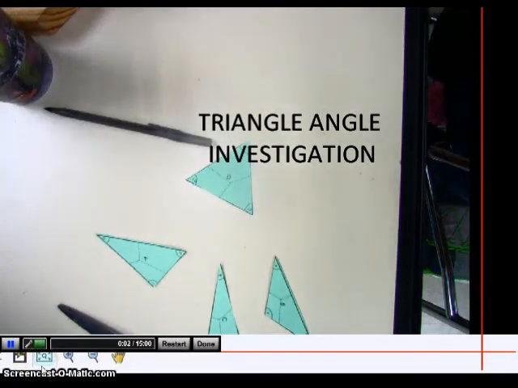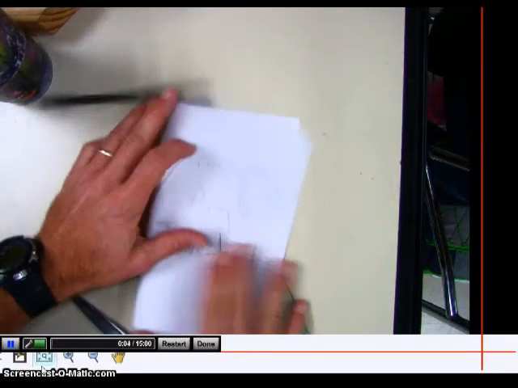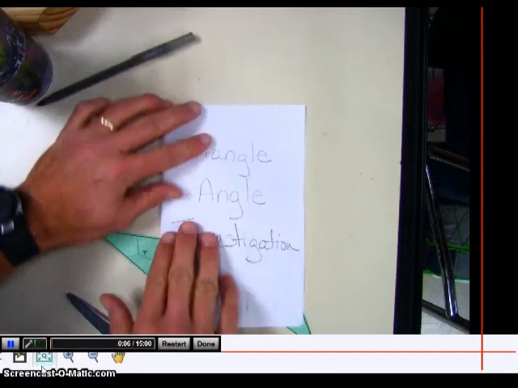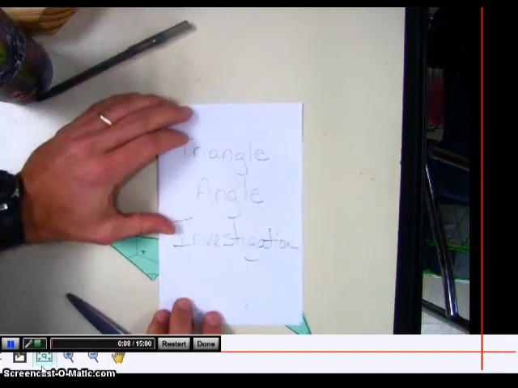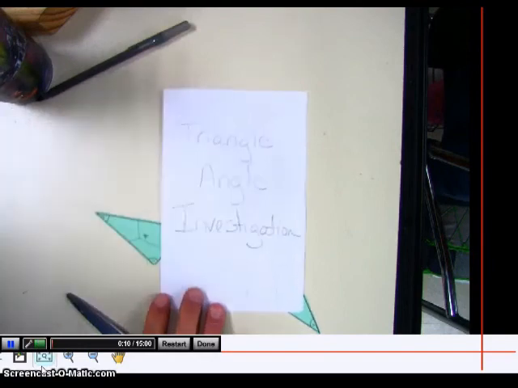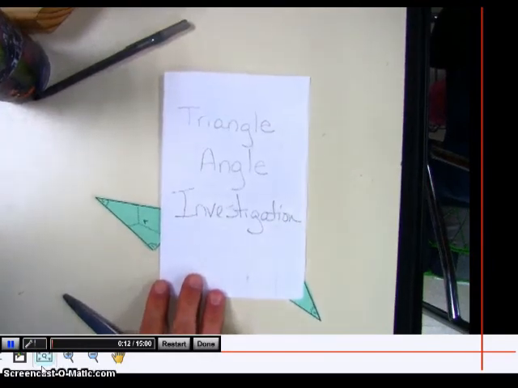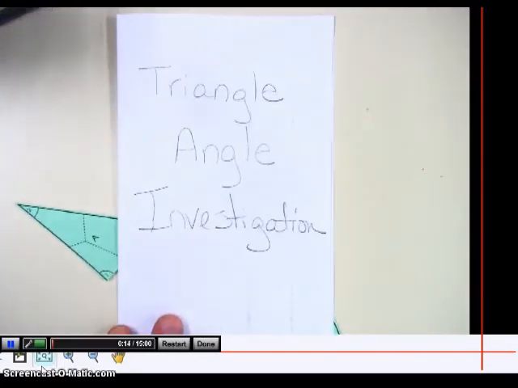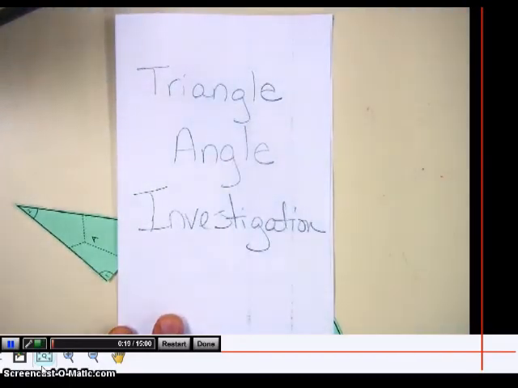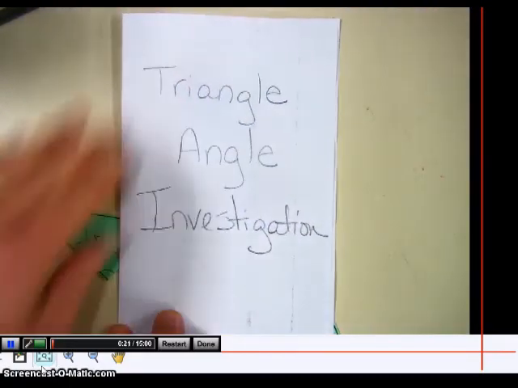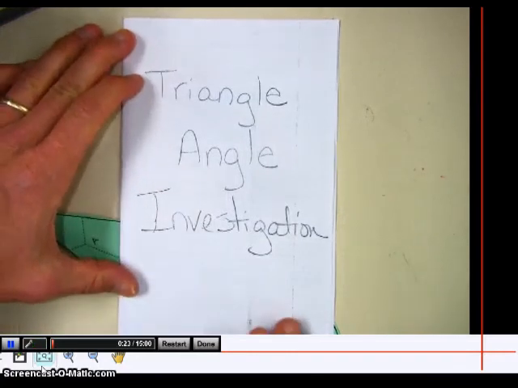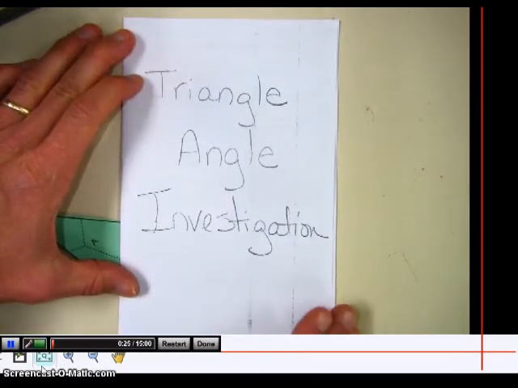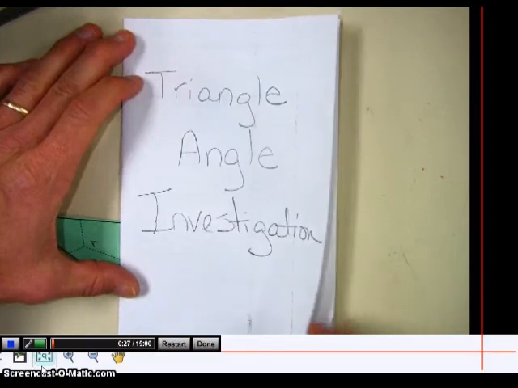Okay, so everybody's got a triangle angle investigation. Fold it in half. So the goal of this activity is to illustrate why the sum of all the angles in a triangle make up 180 degrees. Okay, raise your hand if you've ever done anything like this before.